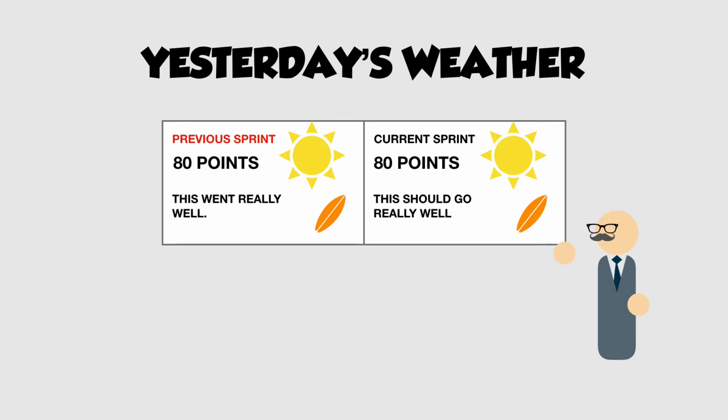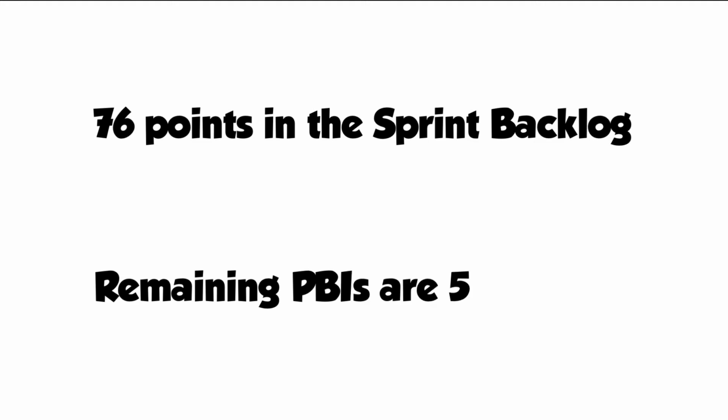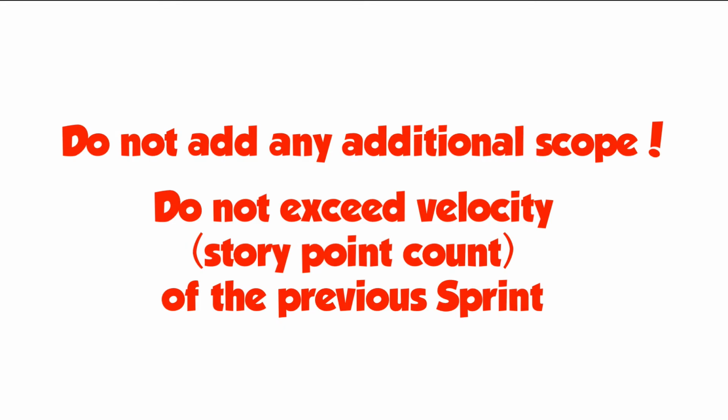So for example, if your velocity for the previous sprint was 80 points, then you should assign 80 points worth of stories for this sprint. It's pretty straightforward. Now, if your points don't exactly add up to 80, then you put in fewer, not more. So let's say you're at 76 points in your sprint backlog, but the remaining PBIs, product backlog items, are 5-point stories, which would put you at 81. Don't bring those over, leave them. It's always best practice to underpromise and overdeliver.